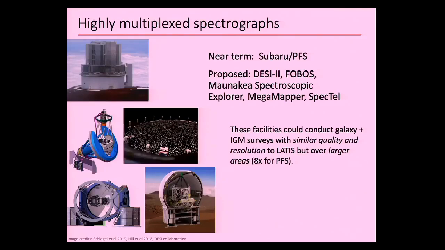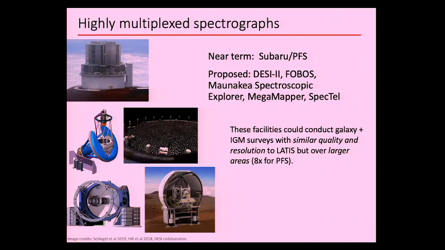In the near term, like 2024 to 29, Subaru PFS will construct maps that are similar in quality and sightline density roughly to what I've been showing, but over about an 8 times larger area. This is one of the key projects in that survey. And then there are a number of very highly multiplexed dedicated spectrographs that are in development, being proposed right now, that could expand this to drastically larger volumes and enable this as more of a cosmological probe.